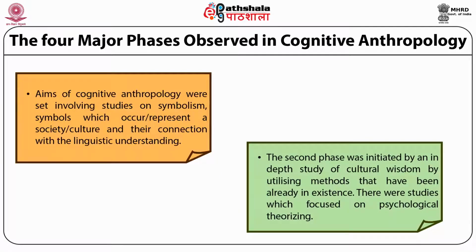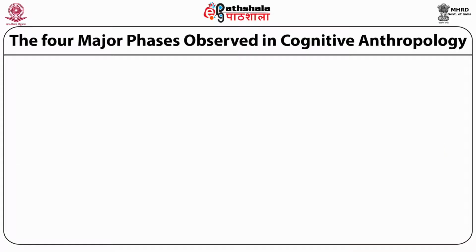The second phase initiated an in-depth study of culture, of cultural wisdom. What do we mean by cultural wisdom? Cultural wisdom is manifested in stories and myths, what we call cultural intelligence. Every culture has its own intelligence. It could be literate or non-literate, advanced or not. This native intelligence manifested in cultural wisdom is used by utilizing methods that have already been in existence. These studies focused on the psychological theorizing of how natives or cultures produce this wisdom. This whole period was between the 1950s and 70s.